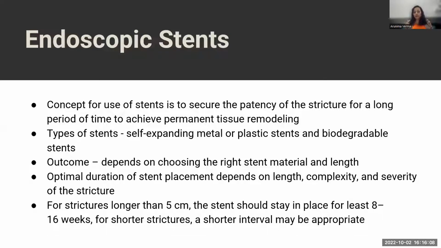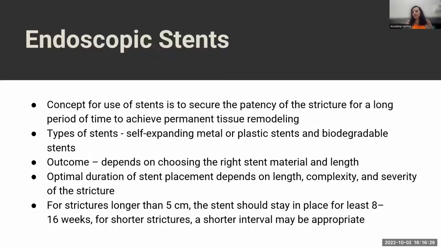Coming to the most used, that is the endoscopic stents, the concept of the use of a stent is to secure the patency of the stricture for a longer period of time to achieve permanent tissue remodeling. The types of stent I have already mentioned; the outcome depends on choosing the right stent material and the length. And the length should ideally be 5 centimeters more than the stricture on either side.